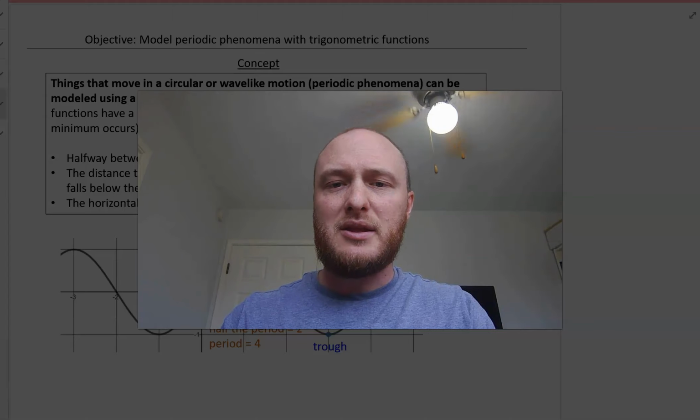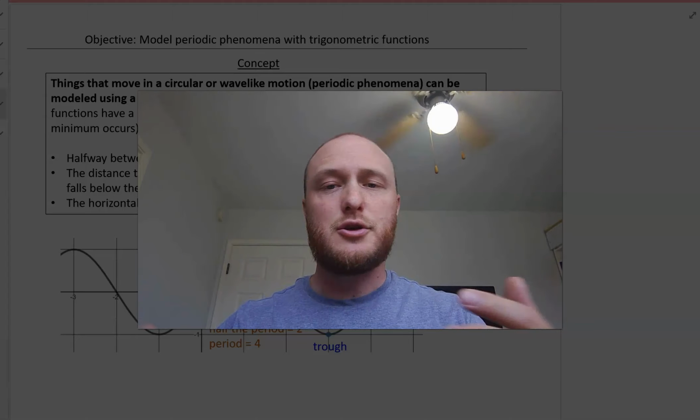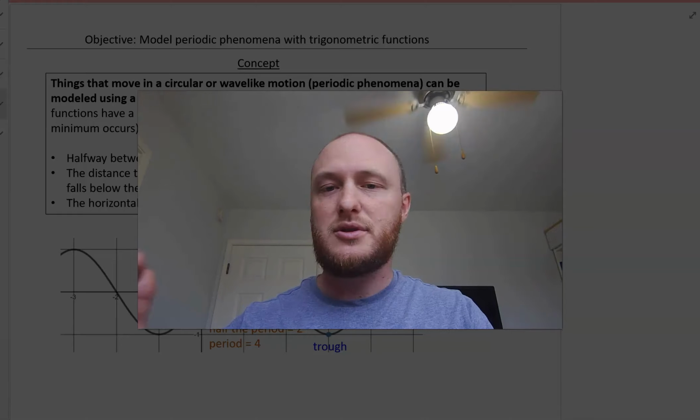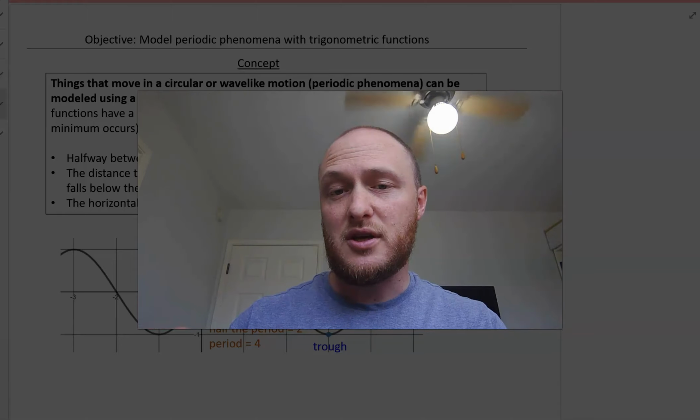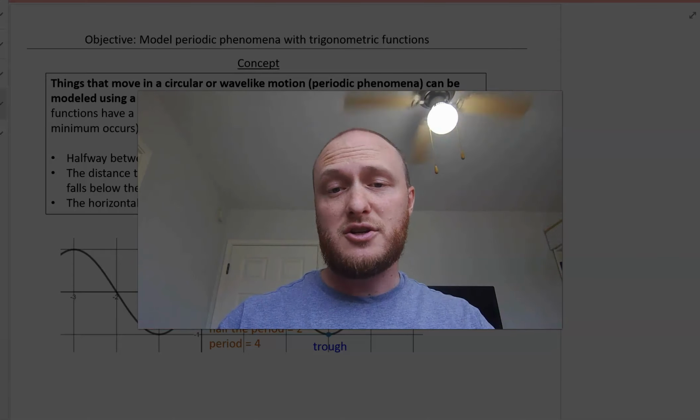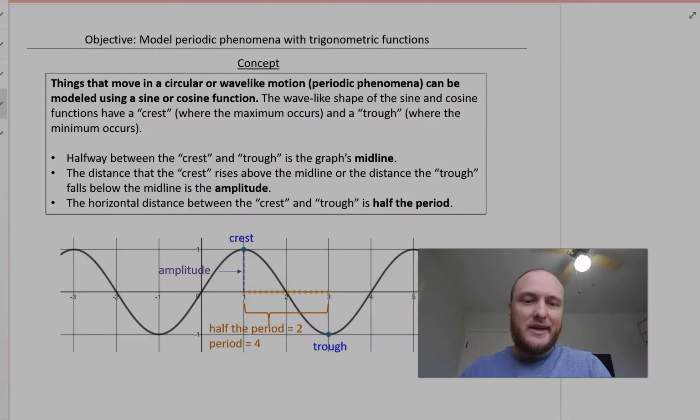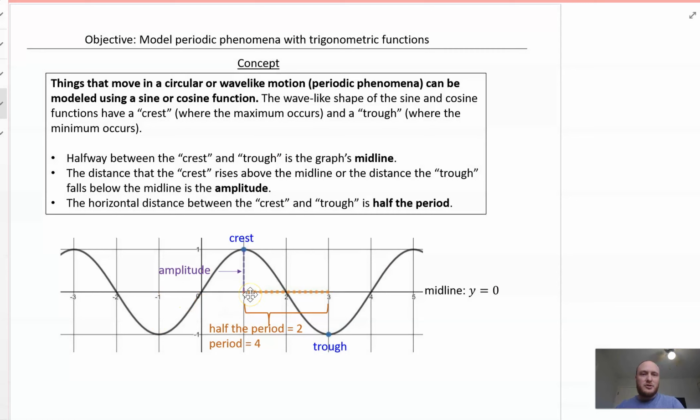But what we're going to be mainly doing is just looking at some graphs, determining certain features: amplitude, period, midline, maybe if we have some phase shift, and just writing a function for it. All right, so let's go ahead and check it out.